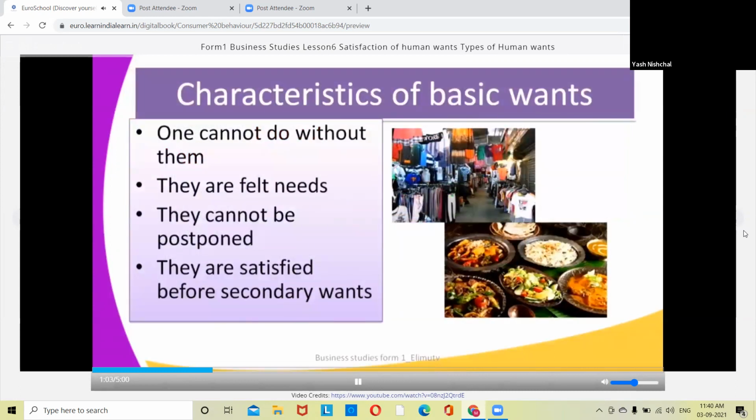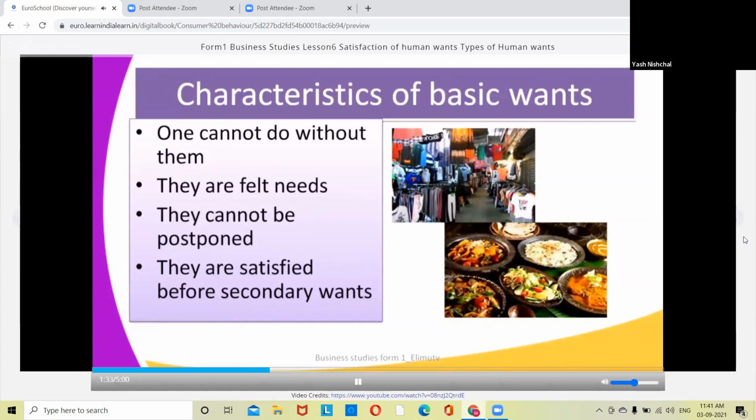Let's now look at the characteristics of basic wants. One of the characteristics is that a human being cannot do without them. You cannot survive without eating, for example. The other one is that they are felt needs. That means if you lack them, you will suffer a lot. So you need to make sure that you always have them. So their need is felt.